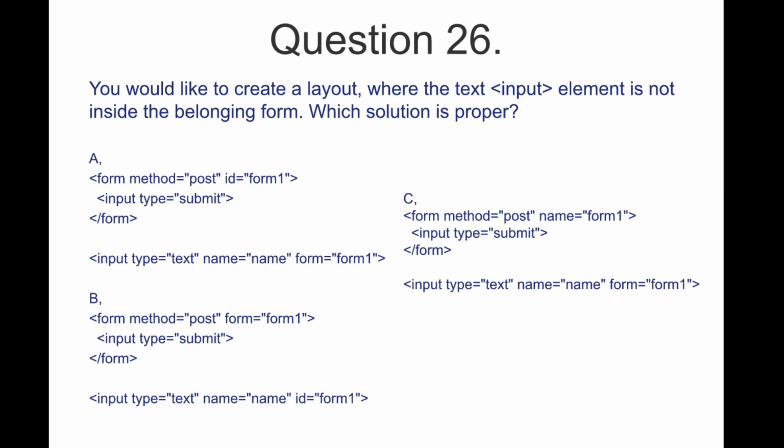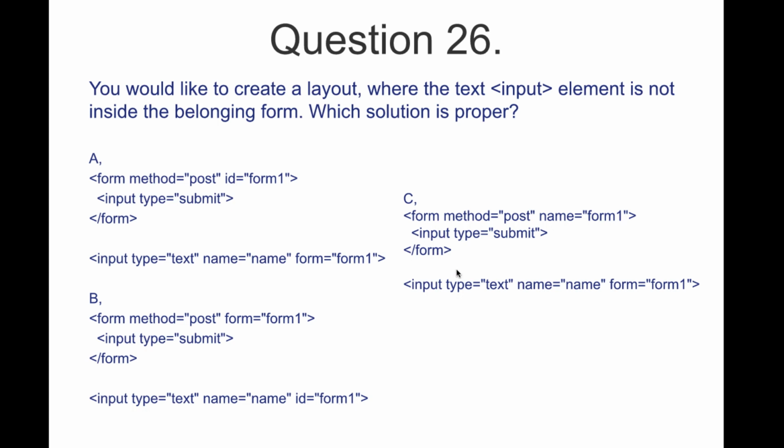Option A, we've got the form here at the top and we've got the input just outside of there. And we're setting the attribute form equal to form1. And then we're also providing an ID for the form of form1. Option B, we've also got the form, but instead of an ID, we're using a value of form equals form1. And then within the input, we're identifying the ID as equaling form1.